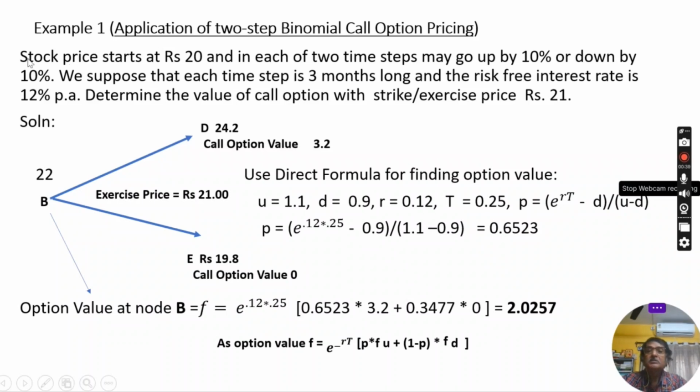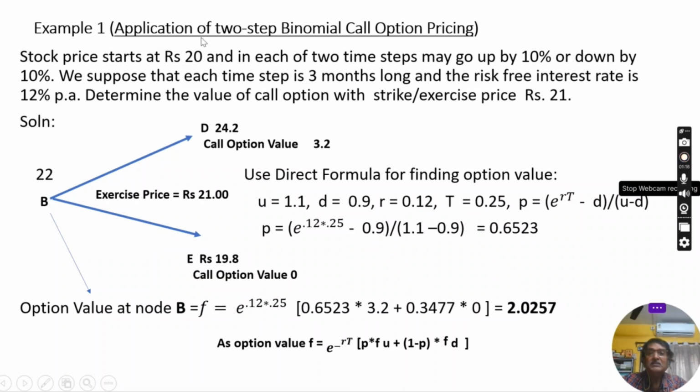The problem is this: the stock price starts at rupees 20 and in each of 2 time steps may go up by 10% or down by 10%. Suppose that each time step is 3 months long and the risk-free interest rate is 12% per annum. Determine the value of a call option where the strike price or exercise price is rupees 21.